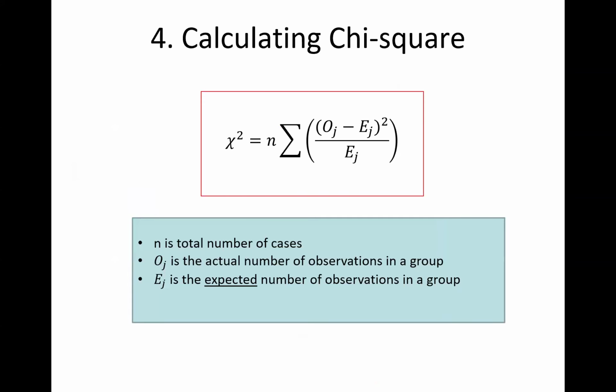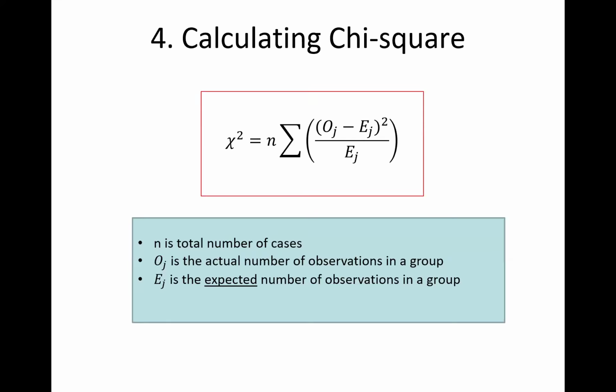Now we have our formula. Step 4, calculating the chi-square. So the chi-square, let's look within the parentheses first. The numerator is the observed minus the expected squared. So we've seen things like this before. The deviation of our actual observed values from the expected value.